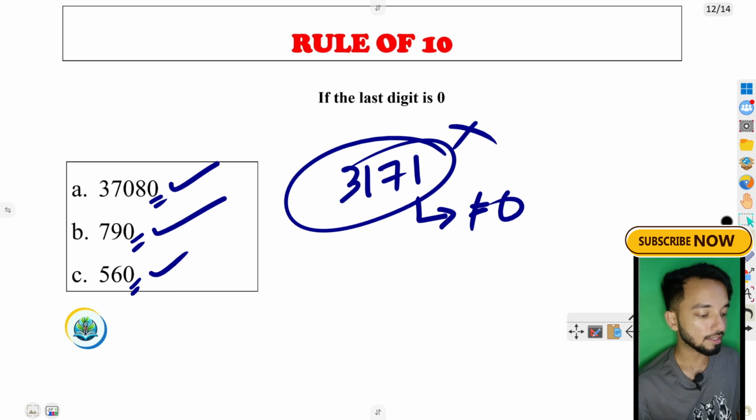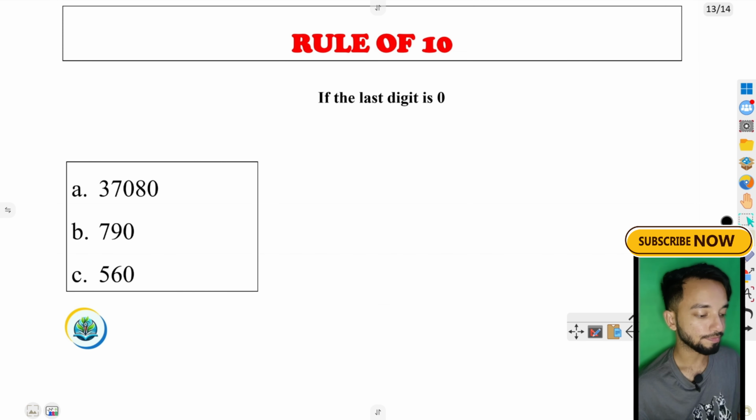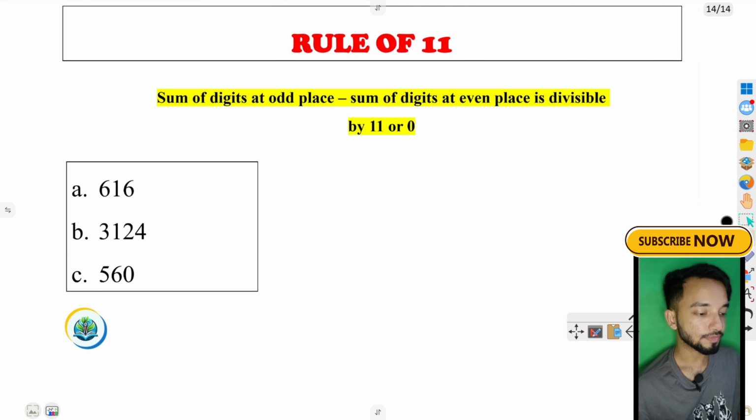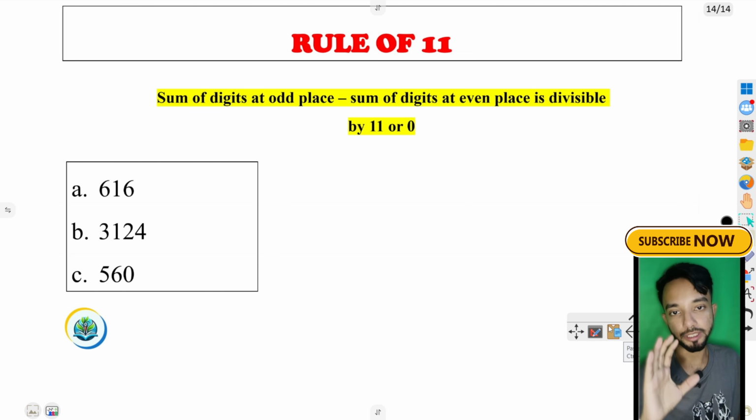Okay, so let us move to the last rule, that is the rule of 11. Very important. That's quite difficult and it's quite different from the rest of the rules. For the rule of 11, we need to sum the digits at odd places and then subtract from it the sum of the digits at even places. After doing that, if the remaining number is divisible by 11 or it's equal to 0, that means the entire number is divisible by 11.